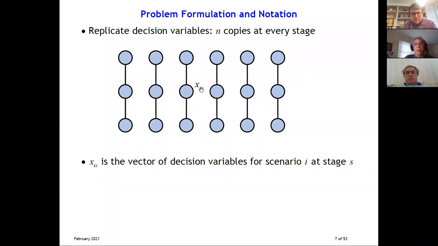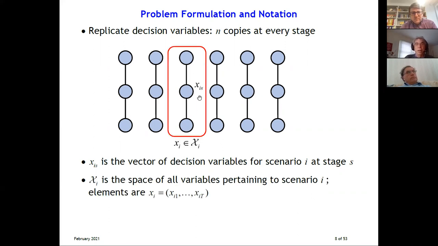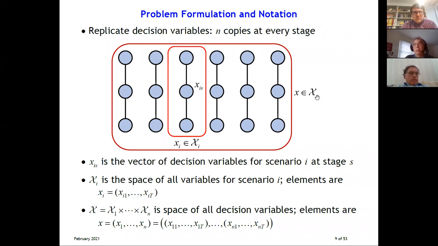I'll let X sub IS indicate the vector of decision variables for scenario I at stage S. Let X_I be all the variables for stage I. So this is kind of like, if you knew at the beginning that you were going to end up at this leaf, then you would just set these variables perfectly for that scenario, and you'd be done. So we'll let that be X_I in this space, script X_I. And then I'll let the big script X with no subscript be all these variables with lots of replications. This is for scenario one, that's for scenario N, and this is for stage one, and so on, all the way to the last stage.